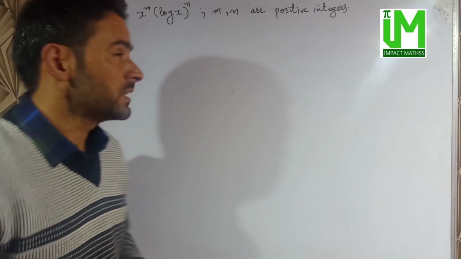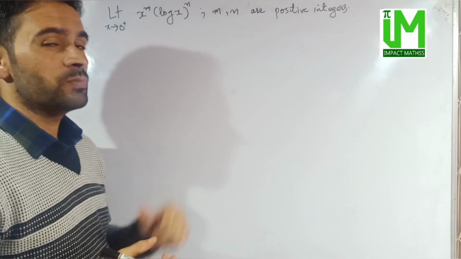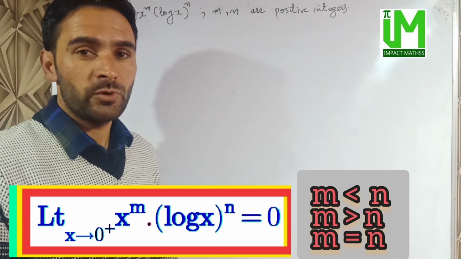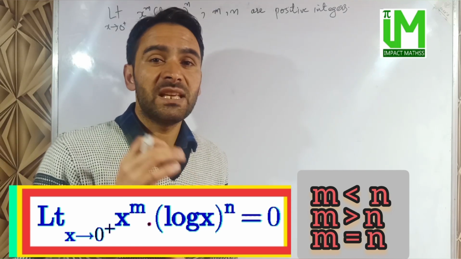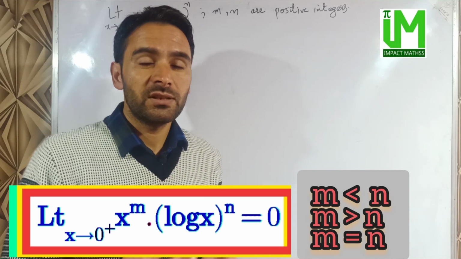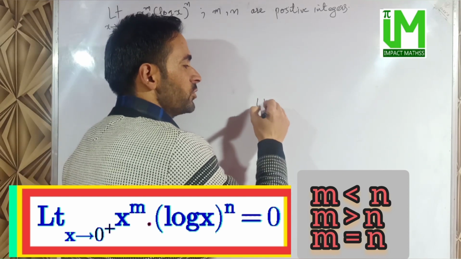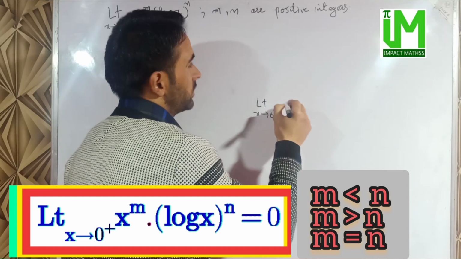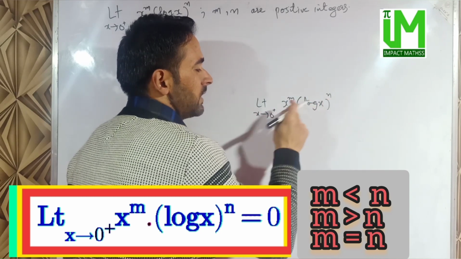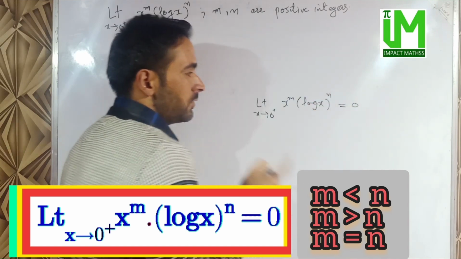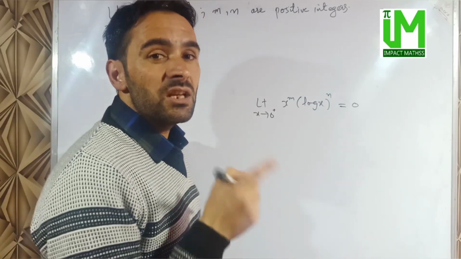The next example is limit x tends to 0 from the right, x raised to power m into log of x raised to power n, where m and n are positive integers. In fact, this is a more generalized result where m may be less than n, m may be greater than n, or m may be equal to n. So which means if we are computing limit x approaches 0 from the right, x raised to power m into log of x raised to power n, its limiting value will be 0 in all the cases where m is greater than n, m is less than n, or m is equal to n.